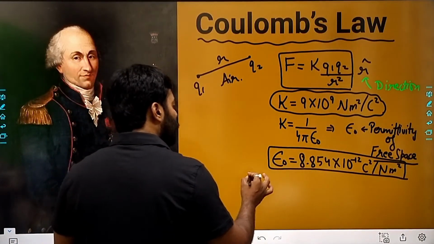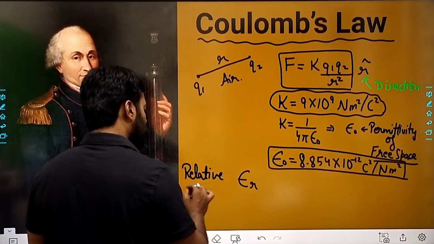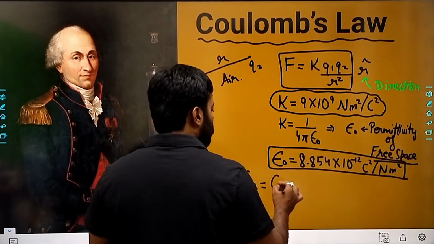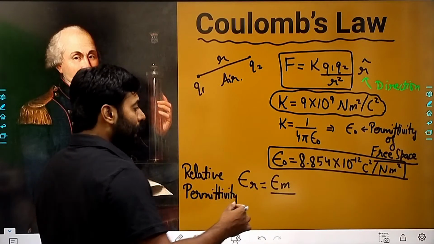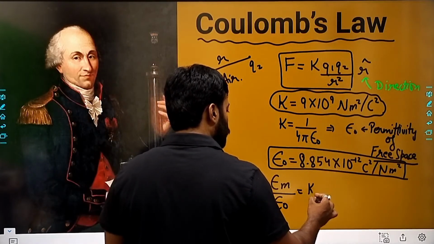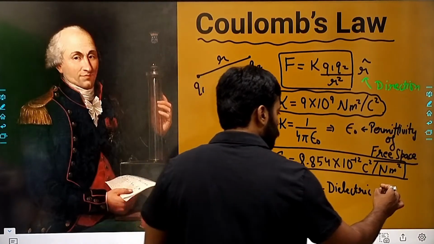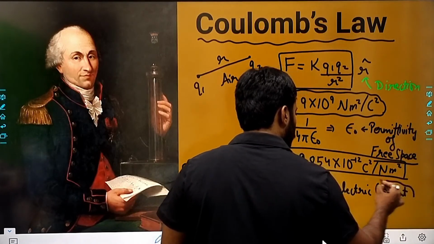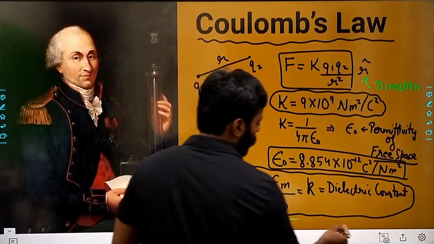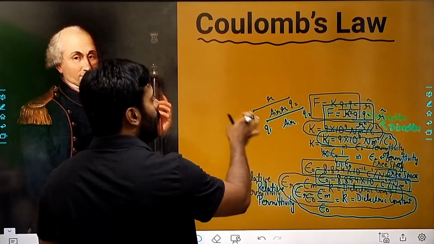There is one important thing you have to keep in mind, that this term is relative permittivity. Relative permittivity means epsilon m, the permittivity of the medium, upon the permittivity of air, right? So this is also the electric constant. And from here you will be finding a very important relation which you will apply.